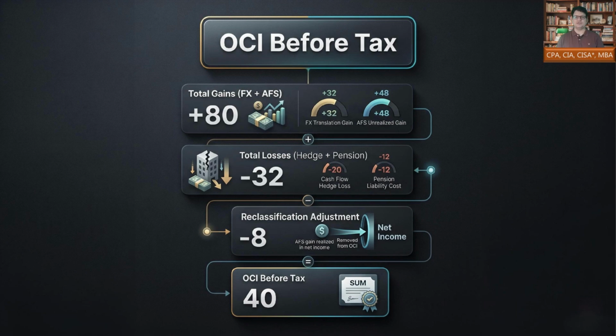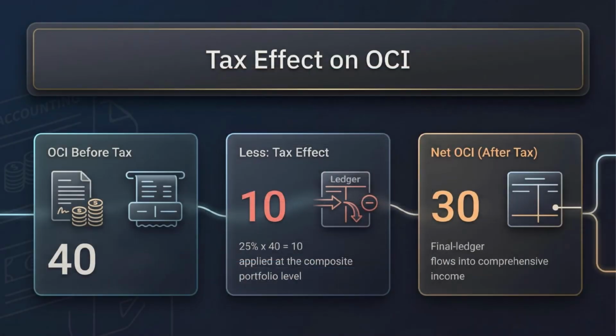This is the clean structure. Gains minus losses minus recycled amounts equals OCI before tax. Now we apply the tax effect. The OCI before tax amount is 40 and the tax rate is 25%. The tax effect is 10, so net OCI is 30.